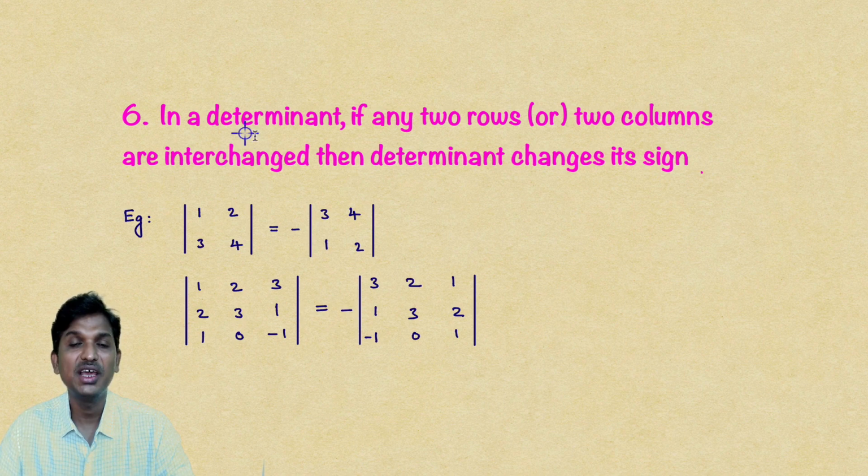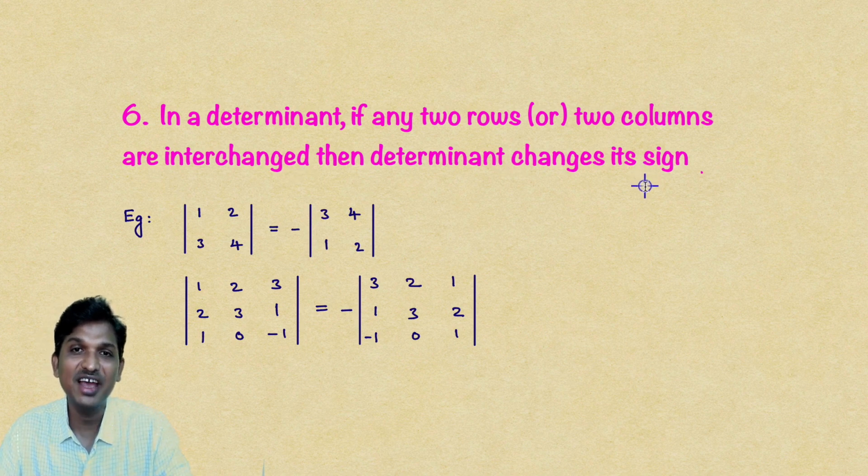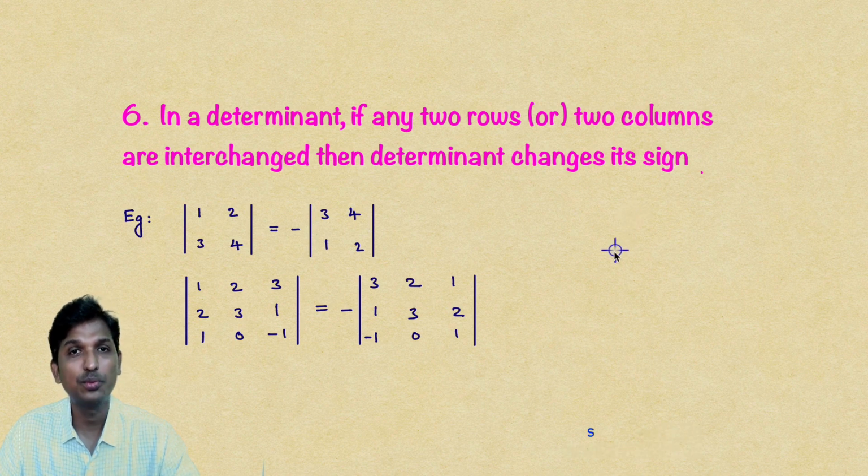What is this property? In a determinant, if any two rows or any two columns are interchanged, then the determinant changes its sign. I hope you are understanding, right? I request you to pause this video and go with 1, 2, 3, 4, 5, 6. Write all these properties once by taking pen and paper and come back to tell these properties along with me.